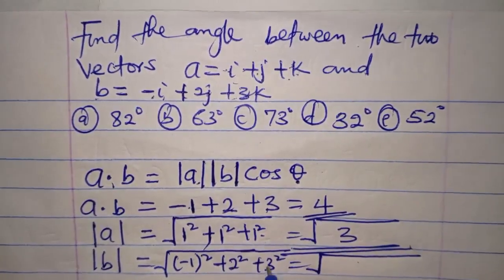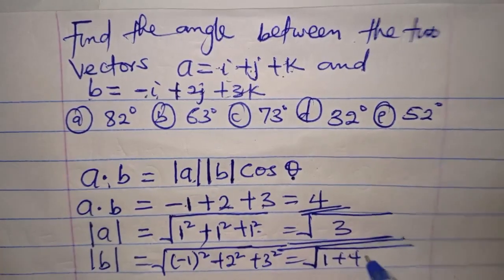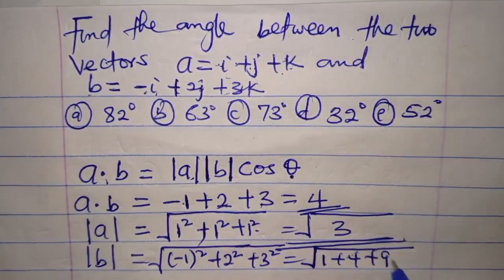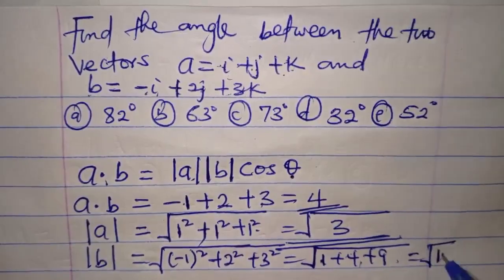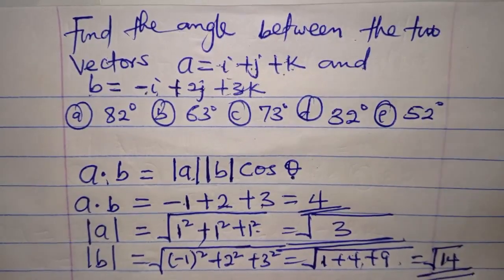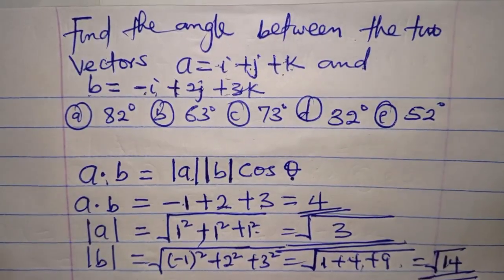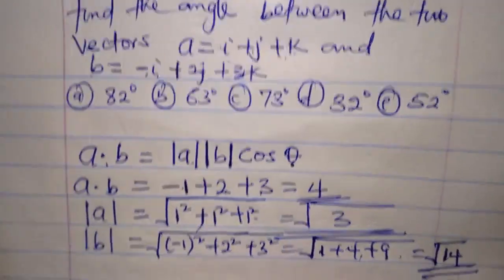1 plus 4 plus 9. 9 plus 1 is 10, 10 plus 4 is 14. So this is the square root of 14, and that is the modulus of the vector B. So we can now determine theta.